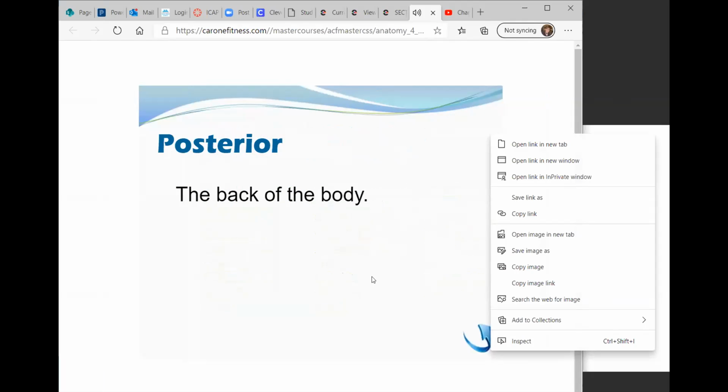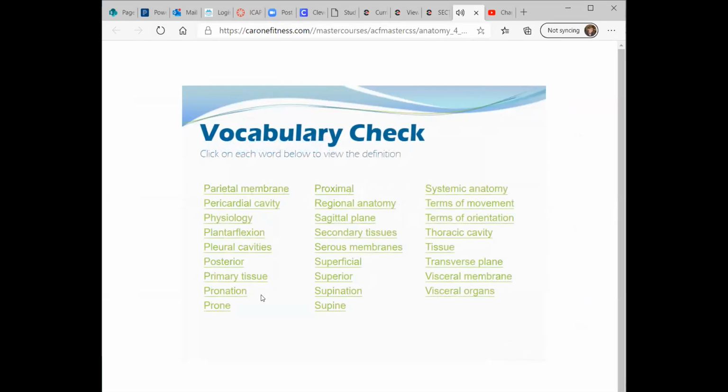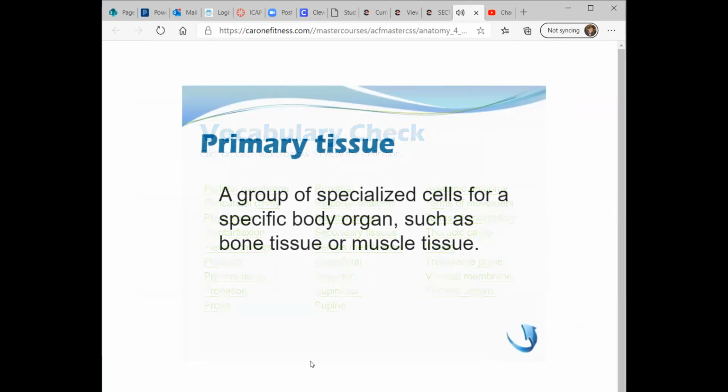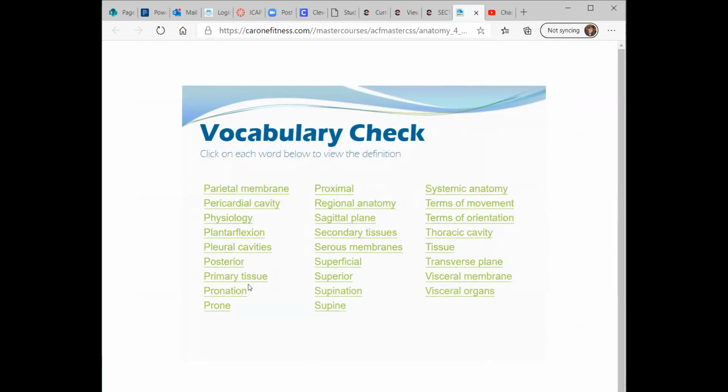Back of the body, got that already. Primary tissue. This is a group of specialized cells all for a specific organ. So think of bone or muscle tissue. That is dedicated towards one specialized organ. Primary tissue.